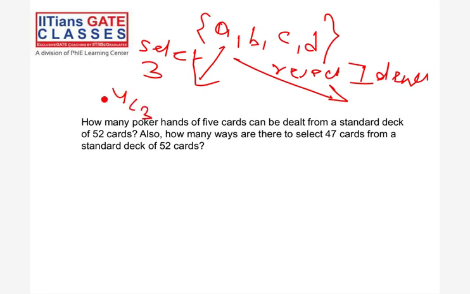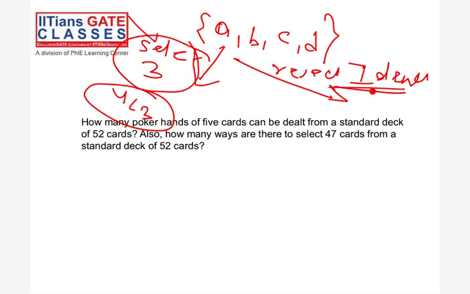We can do this in 4C3 ways. If you are selecting three elements, automatically you are rejecting one element. For every way, let's assume you selected A B C, then automatically you get one way here, and that will be D. Basically, if you select A B C, then you are rejecting D. The number of ways to select three cards is similar to the number of ways to reject one card. So selecting three cards is 4C3, and rejecting one card is 4C1.